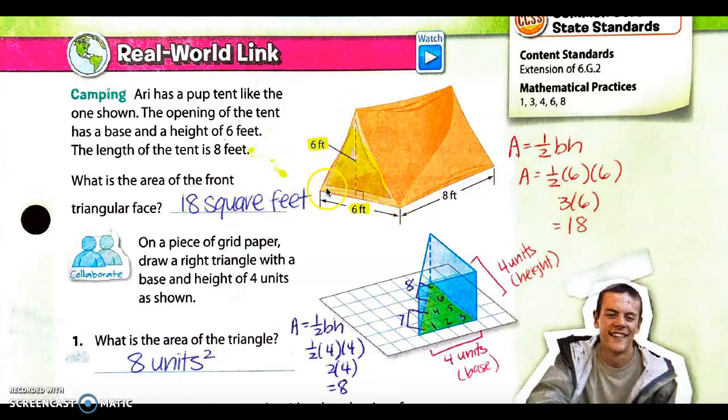I'm not sure if you're able to see my highlight, but it's right over here that I've highlighted in yellow. So that's the area of just this one face. We call these faces, okay? So this is one face, second face, third face, fourth face, and fifth face, which is on the bottom. So this is just the first face.